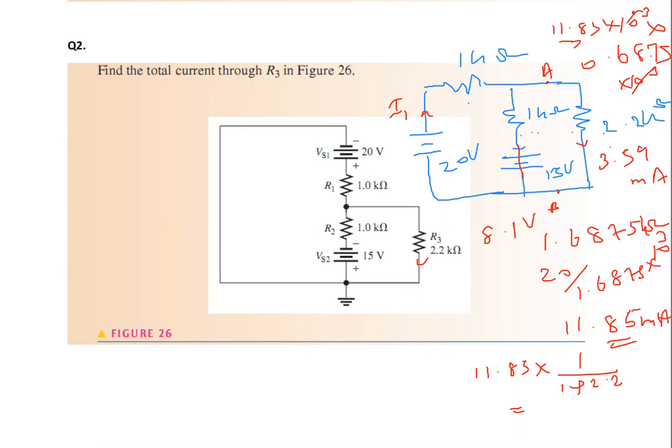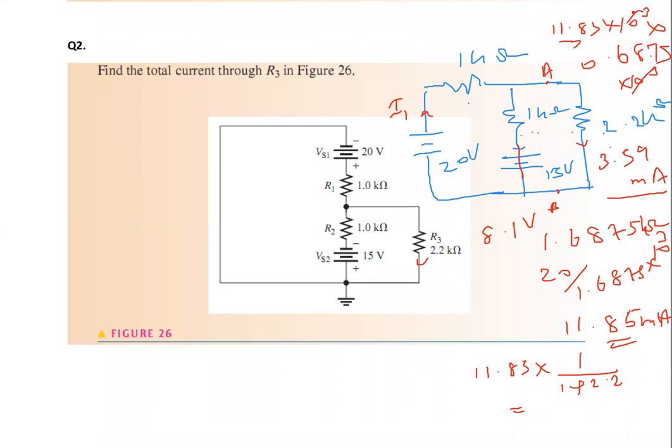Okay. So you guys agree with this value? 3.59 milliampere. You want me to work it out again? Guys, up to this total current point, is that okay? 11.85? You got that value? Yes, guys? Yeah, I'm sort of following along. So when you get that total current, I apply the current divider rule to find the current through 2.2, right? Then we got 3.59.